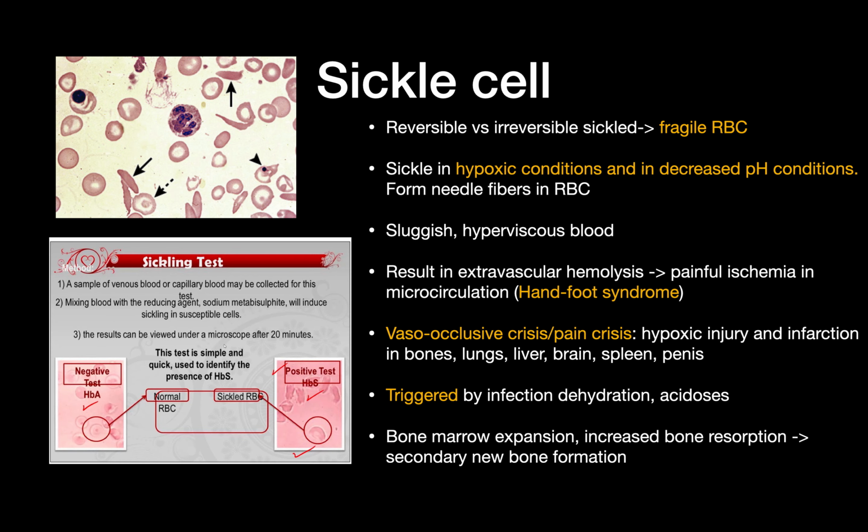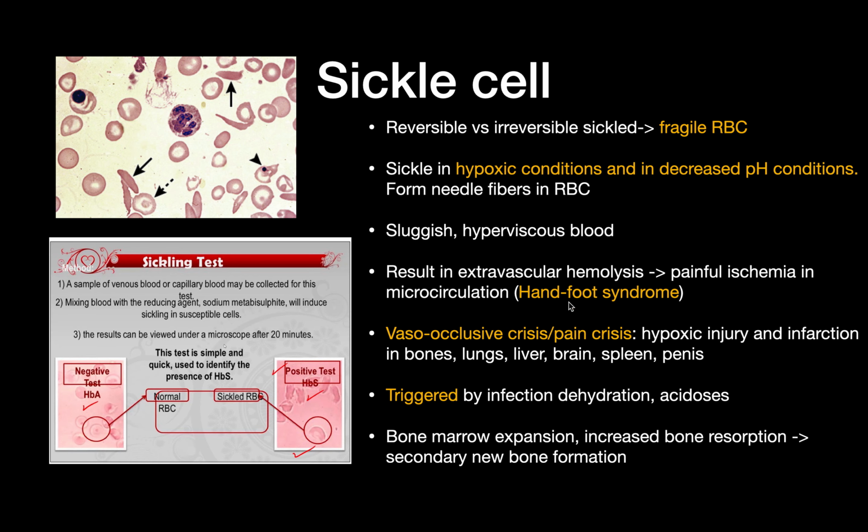Sickle cell, we've gone through this many, many times. It's going to be a point mutation causing fragile red blood cells. And they sickle in hypoxic condition and in decreased pH conditions. So this is prone to attacks whenever you're working out due to the lactic acid buildup.